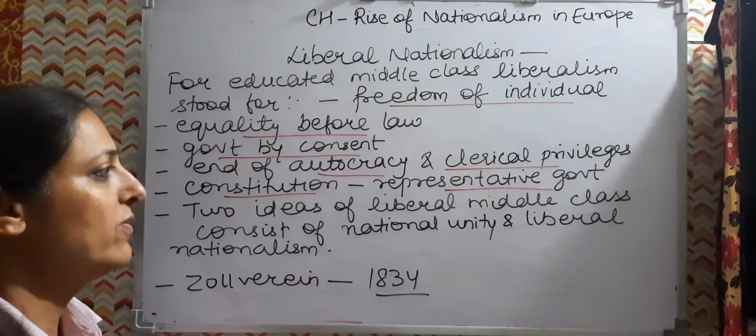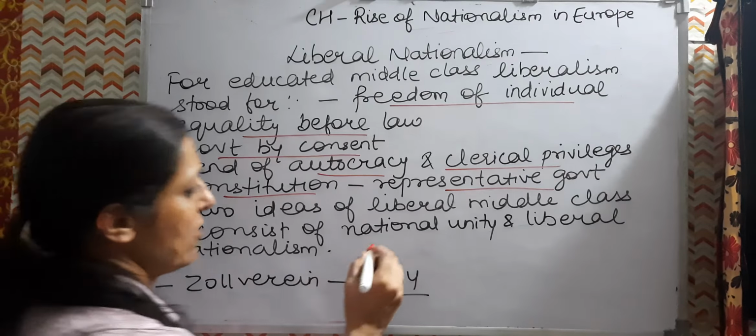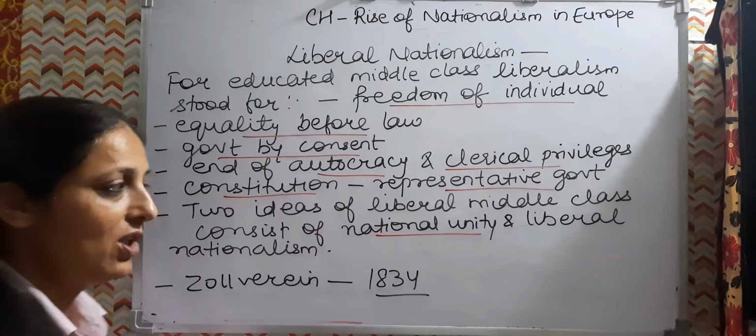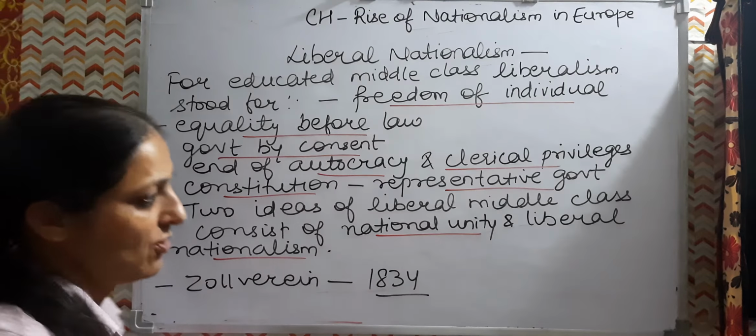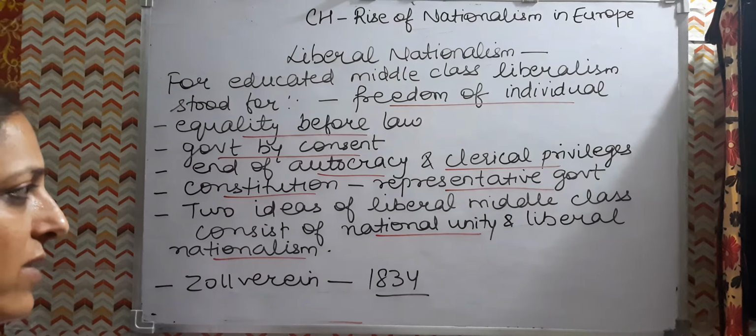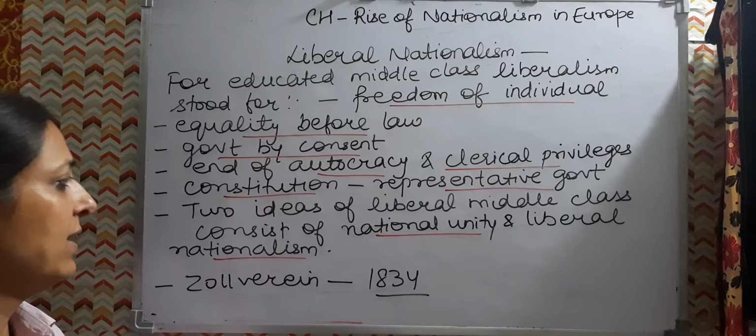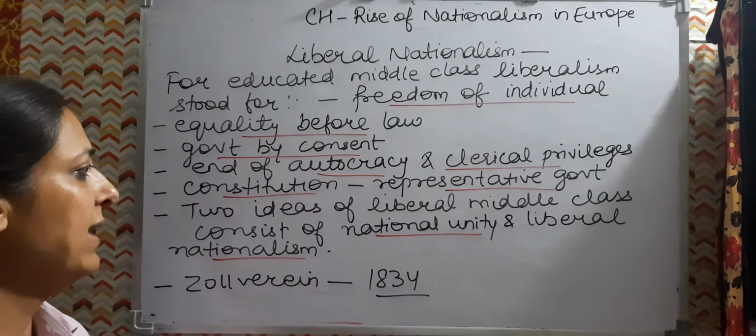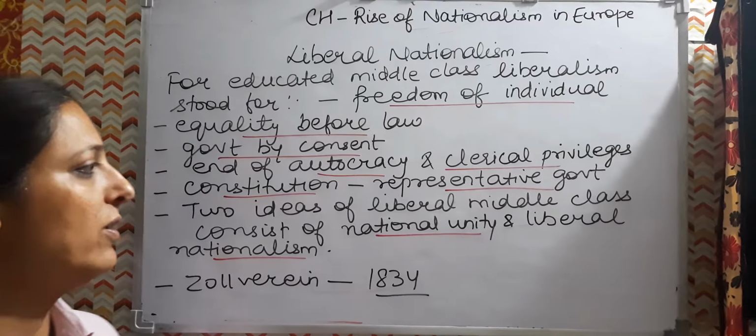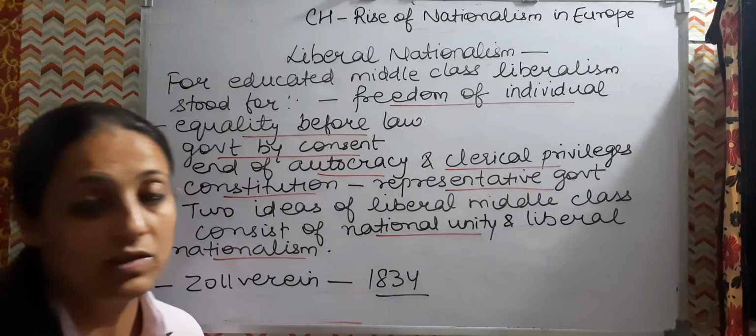So the two ideas of the liberal middle class consist of national unity. They wanted unification and liberal nationalism. So these were the two ideas of the liberal middle class: national unity, unification, and liberal nationalism.